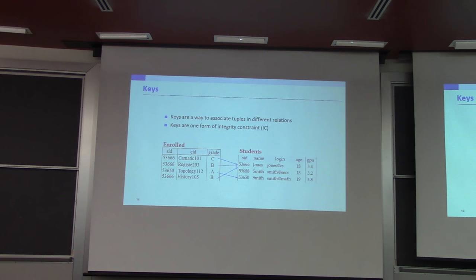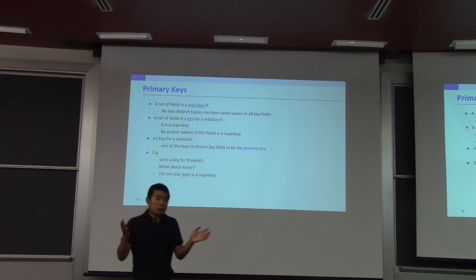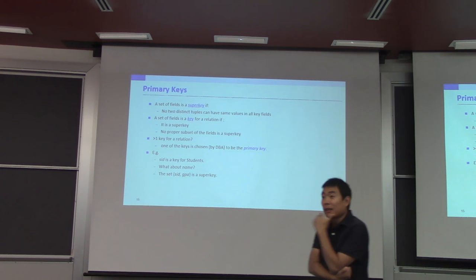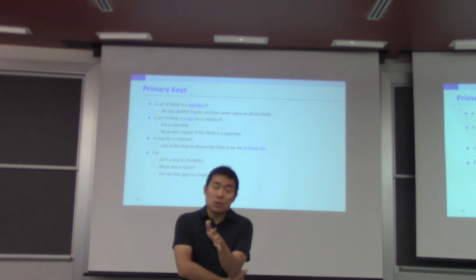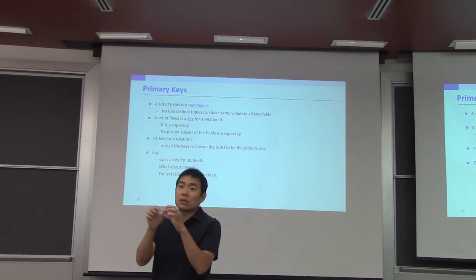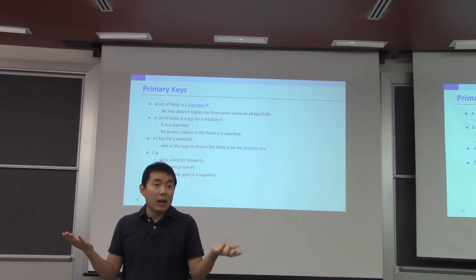So to properly define the concept of key, here comes a set of concepts. A set of fields is a super key if no two distinct tuples can have the same values in all key fields. That's the definition of a super key. So if you look at this definition, pretty much a schema will have many, many super keys. At the very least, a schema has one super key, which is simply everything, all attributes. Why? Because we just said in the relational model, no two records can be identical to each other.